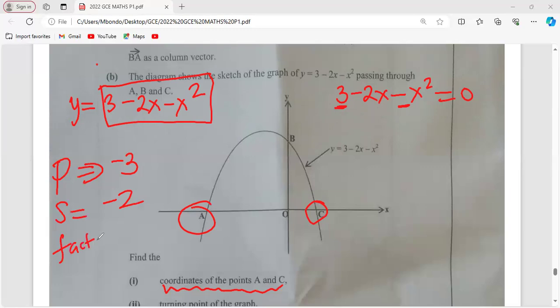Then what are the factors? The factors of -3. So it will be -3 and 1. When we multiply these, they will give us -3, but when we add them, they'll give us -2. Therefore, we go further and say now 3 minus 3x plus x minus x squared equals 0.